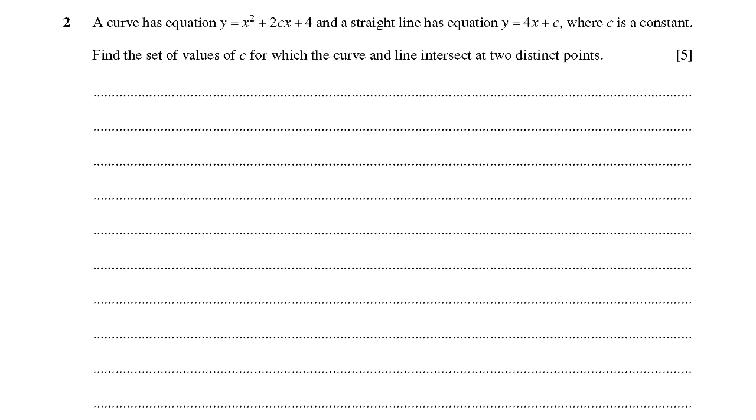A curve has the equation y equals x squared plus 2cx plus 4, and a straight line has the equation y equals 4x plus c. c is a constant. Find the set of values of c for which the curve and the line intersect at two distinct points. Because we're trying to find when they intersect, we're going to treat these two functions and ask how we would normally find intersection points.